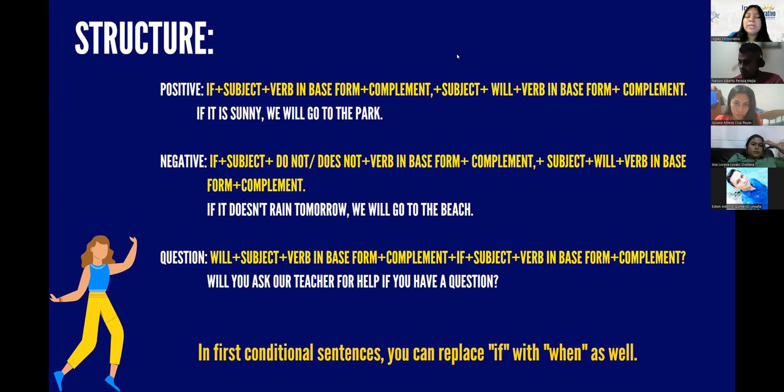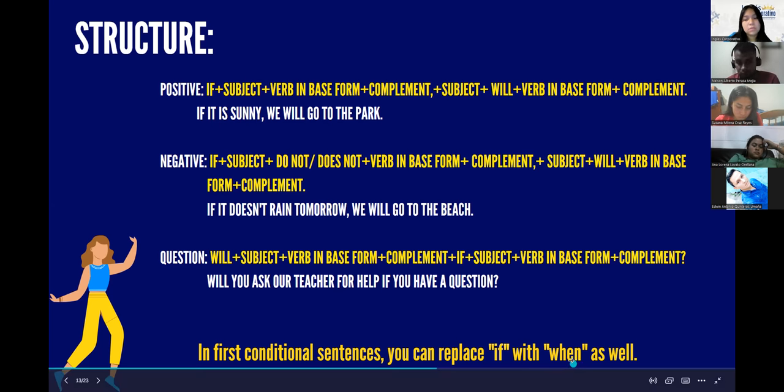Well, and with this one, if you remember yesterday, we also talked about when. Que les mencioné de when, que a veces podemos utilizar when. The same thing with the first conditional, okay? But it depends. La oración tiene que tener sentido. Because we cannot say, when it doesn't rain tomorrow, we will go to the beach. No tiene sentido si decimos, when it doesn't rain tomorrow. Okay? It doesn't make sense. Pero puede sustituir el if con when, si la oración tiene sentido.